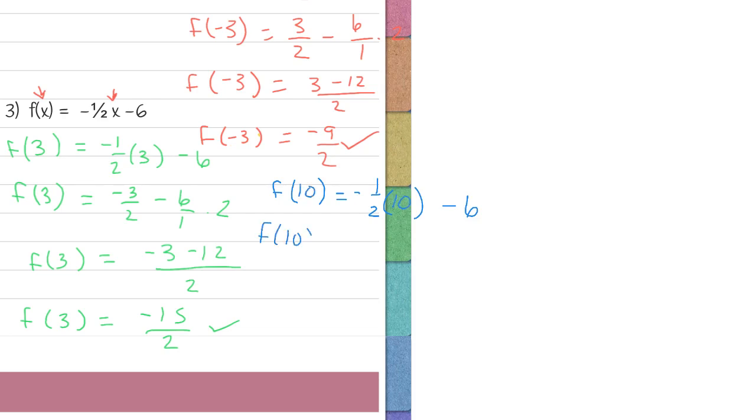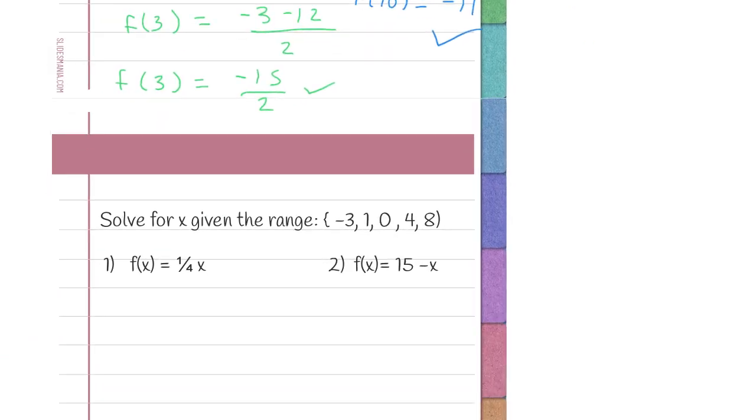So I have f of 10 is equal to negative 1/2 times 10. That's just going to be negative 10 over 2. What is negative 10 divided by 2? That's negative 5. And what is negative 5 minus 6? That's negative 11. So that's it, I'm done for that one. If you have any questions on this, please be sure to let us know.